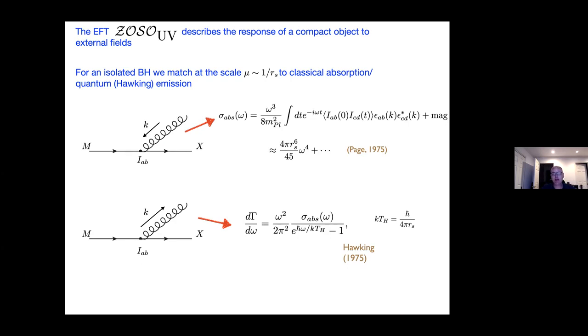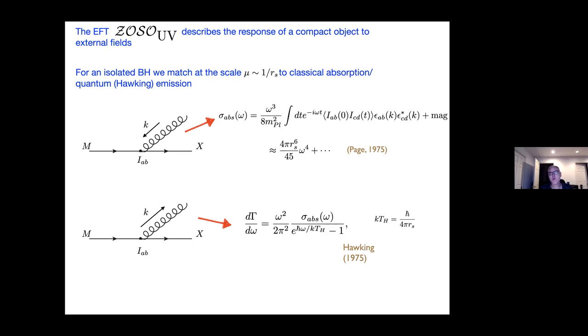So this is a theory of dynamical moments that now describes the internal dynamics, let's say, of the black hole. The way that we match this theory to general relativity is we consider an isolated black hole, and then we look at processes with gravitons being either emitted or absorbed by this object, and then compare to the full theory predictions. So for instance, you can read off the positive frequency part of the correlator of these moments by calculating the absorption cross-section and matching to an old result of Page.